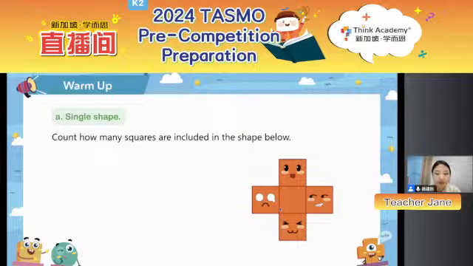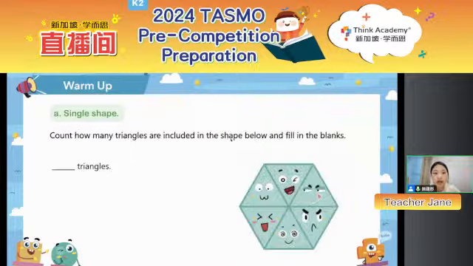Good job, Danko. Okay, so everyone, this time, easy peasy, lemon squeezy. We can just directly count. There are 1, 2, 3, 4, 5. 5 squares, right? And then this time, how many triangles are there in the picture below? How many triangles? We can count together. That will be 1, 2, 3, 4, 5, 6. 6 triangles, right? Okay, so this is the final answer.